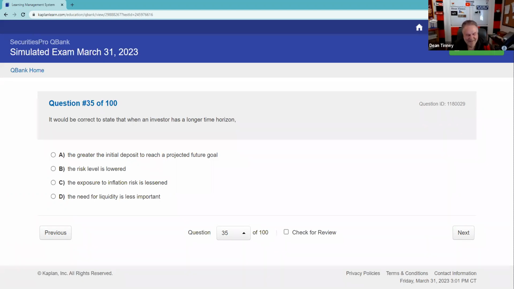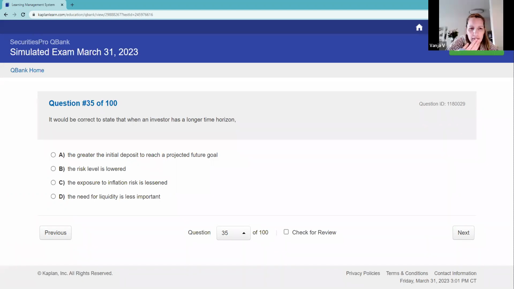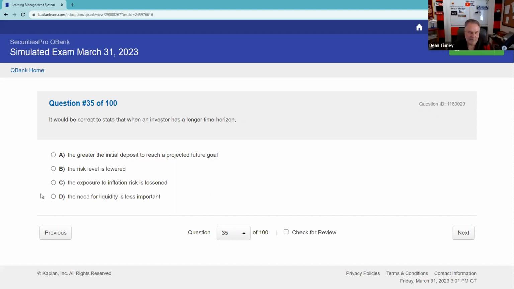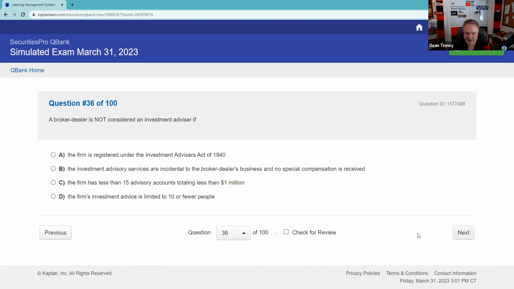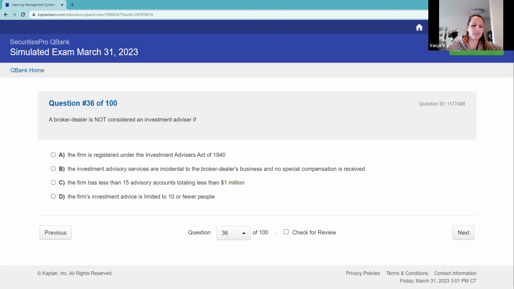When an investor has a longer time horizon, the greater the initial deposit to reach a projected future goal. I'm going to stick with D. You are correct. I'm glad you didn't use your smartness to talk yourself out of a right answer. So good job. By the way, you said that answer out loud.